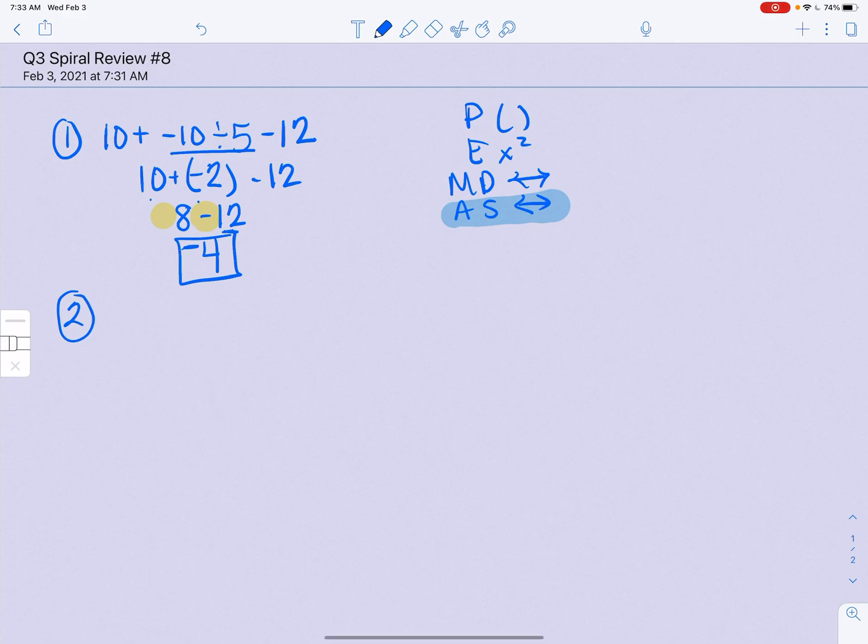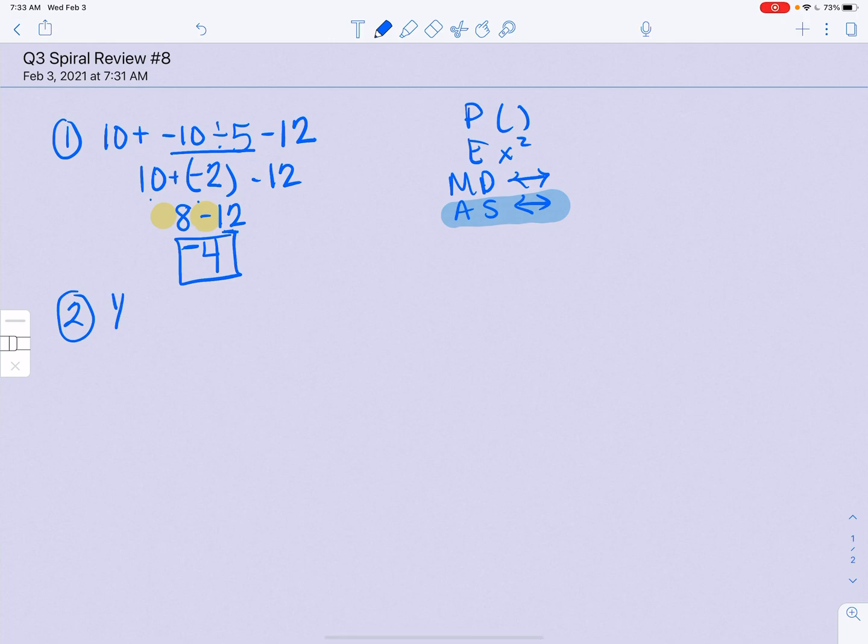These spiral reviews, the goal of them is that when you have tests that come up that require these skills, we're supposed to maintain the mastery of previous skills. That's why we're doing these. You all have mastered these skills previously.